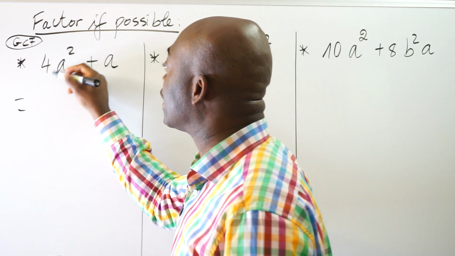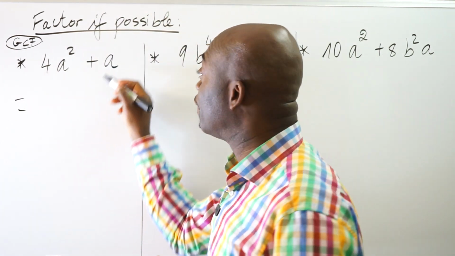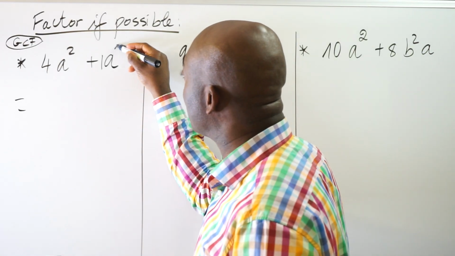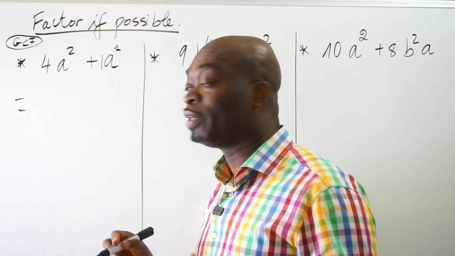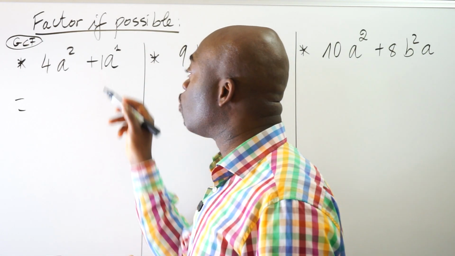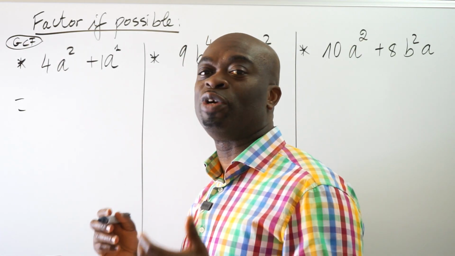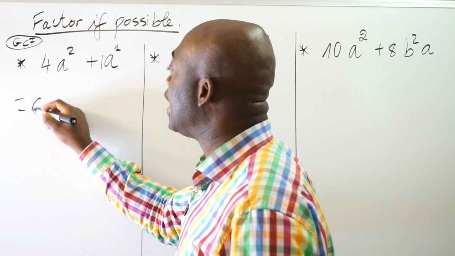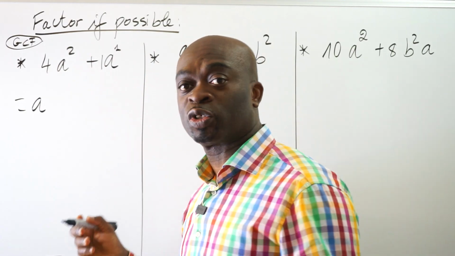Okay, so do we have anything in common for 4? And of course we have an invisible one here in front of A, and also an invisible one here as the power. So do we have anything in common for 4 and 1? Actually it's 1, but we don't need it, we're not going to put it. Okay, what about A squared and A? It's going to be A because you see A in common for those two terms.